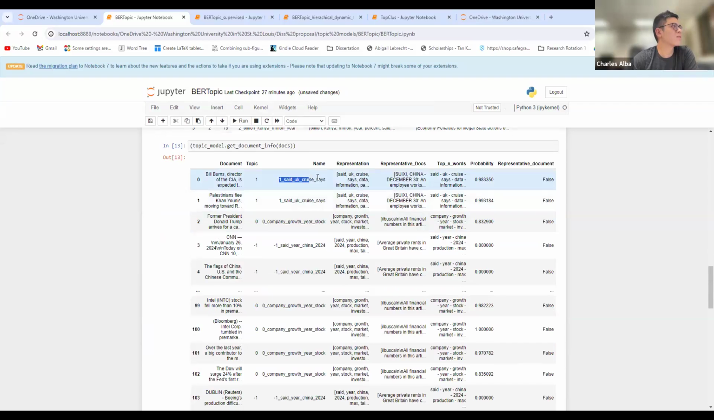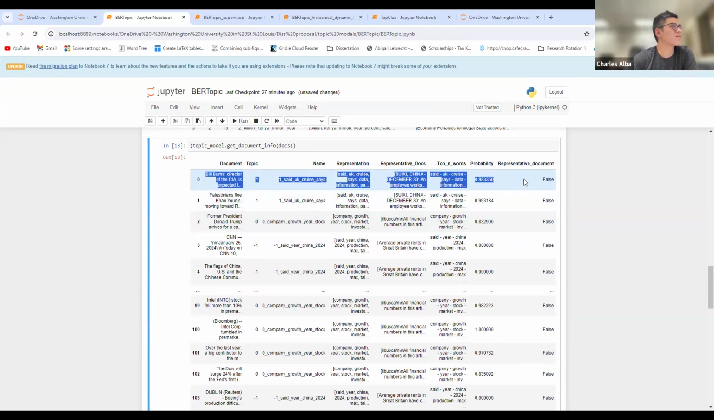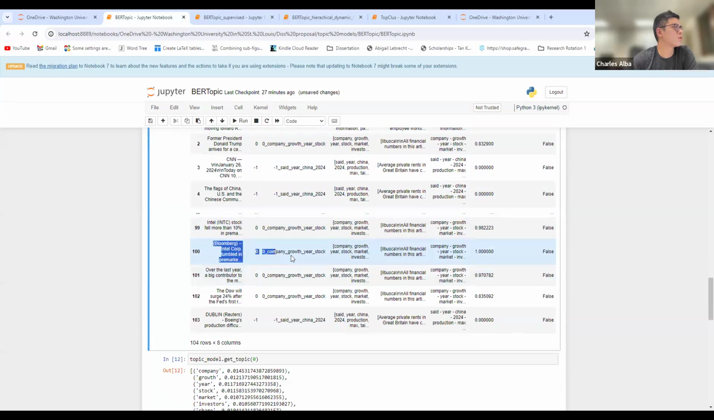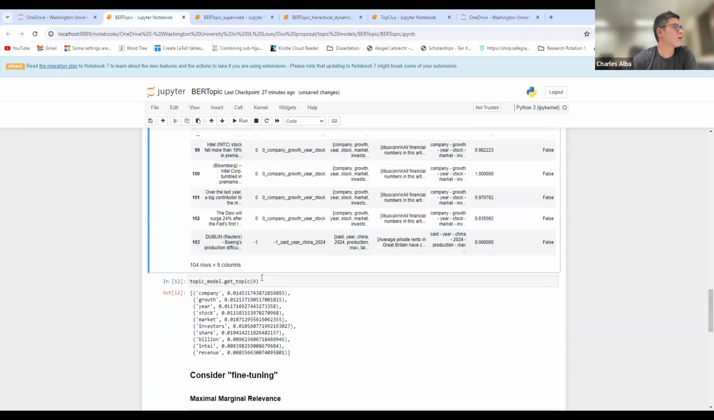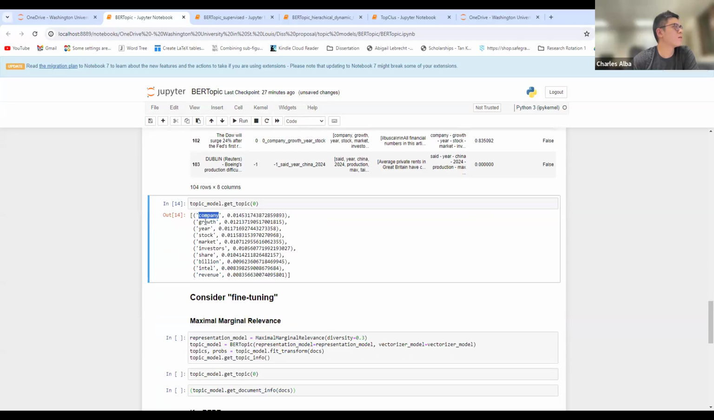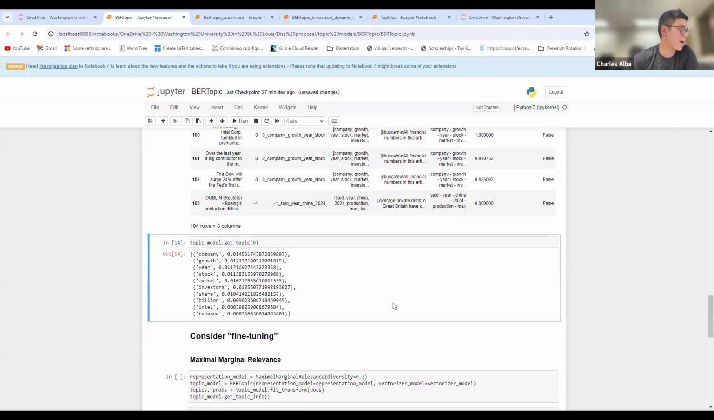Again, we can see which document ends up in which topic, right? So for example, this is Bloomberg, so obviously makes sense, right? Company, they're talking about something about stocks, right? Here talking about stocks, and then we can try and understand what are the most persistent words in each of these. So company, growth, year, stock, market, investor, share, billion, Intel, revenue, right? So it's better, but it's not the best, right?